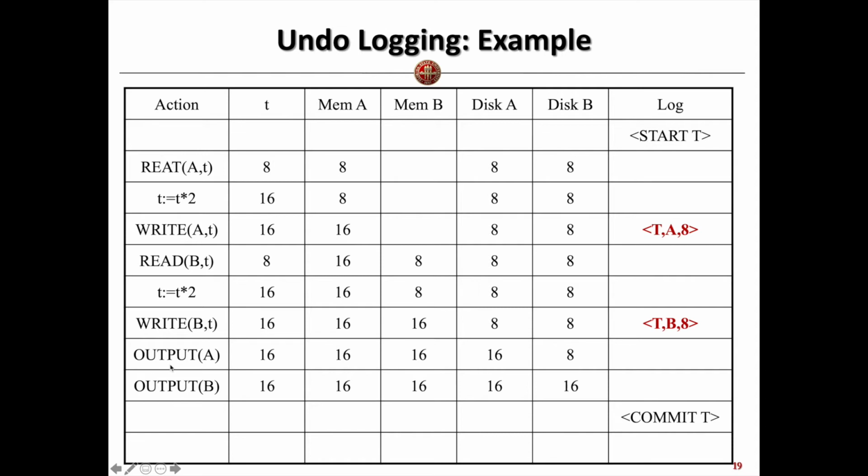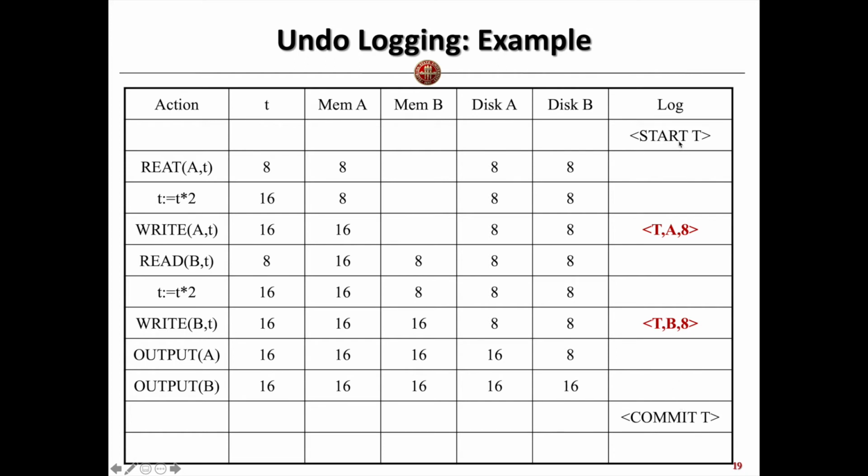And then we have this output A and output B. It means we can copy the values from memory A to disk A, as well as memory B to disk B. Here we have to follow another rule, called the commit rule, which we mentioned before. After all the writes back to the disk are finished, then we can add one more entry to the log file, commit T. After both output A and output B, we have output all the values from memory to the disk. They are taking effect already. Then we can commit them, commit T, into the log file.